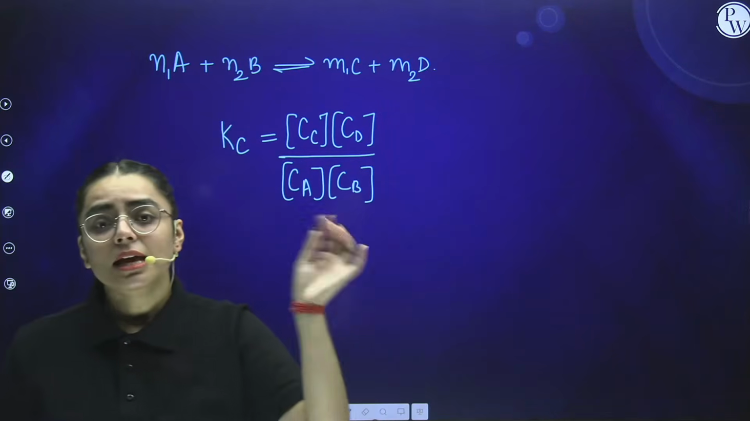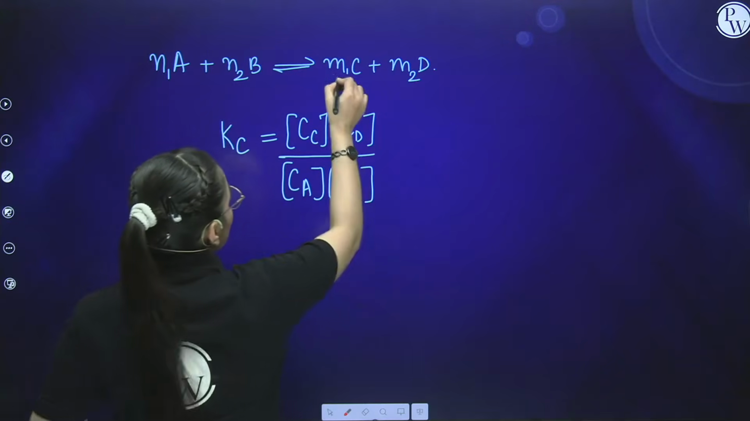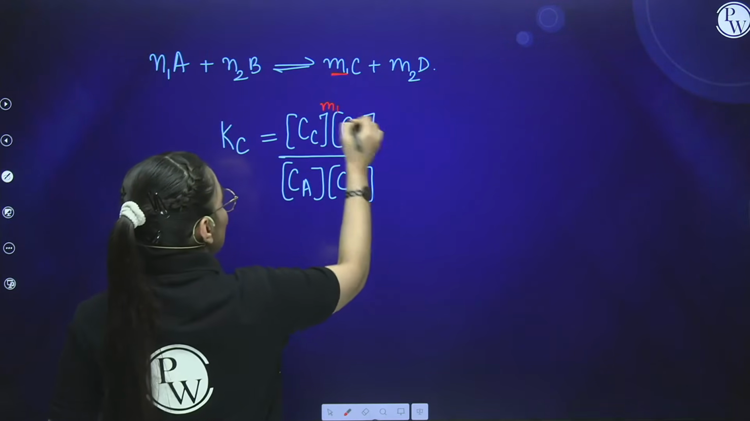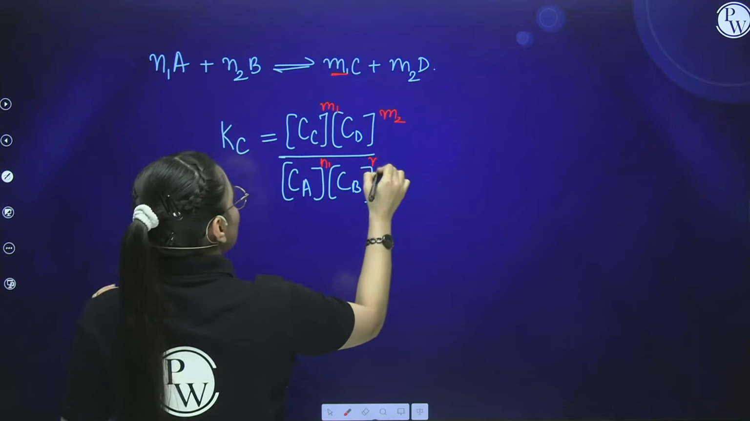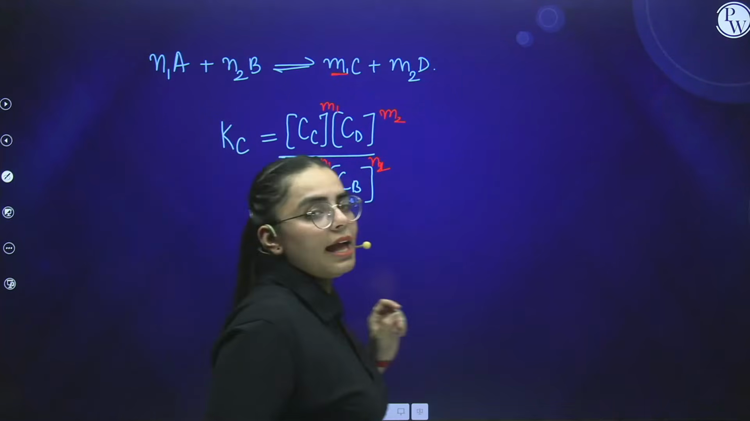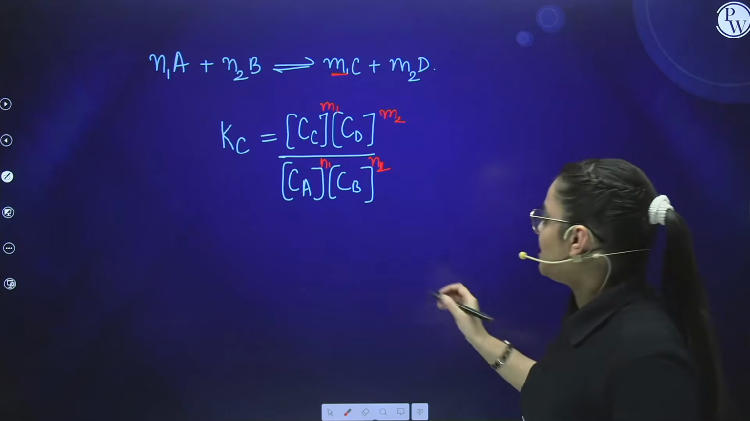But here, the numbers are not 1. They are different. So for C, the power is going to be the number in front of it, which is M1. For D, it is going to be M2. For A, it is going to be N1. And for B, it is going to be N2. Is it clear? Okay. Now, let us see the concentration.